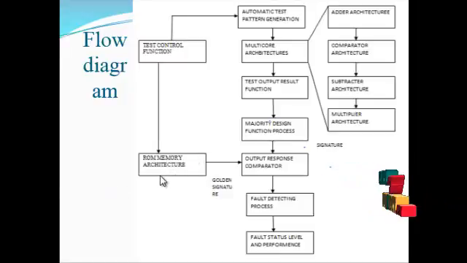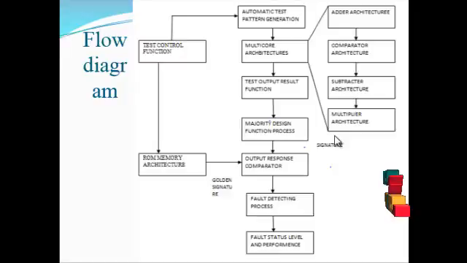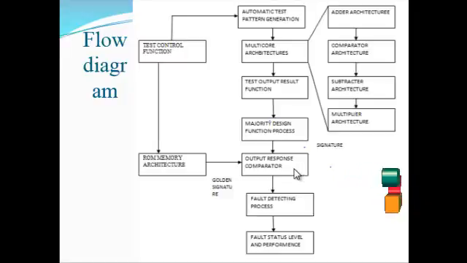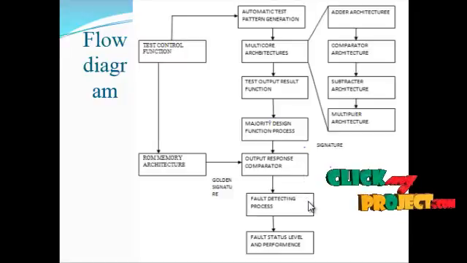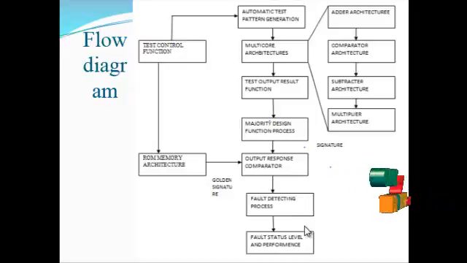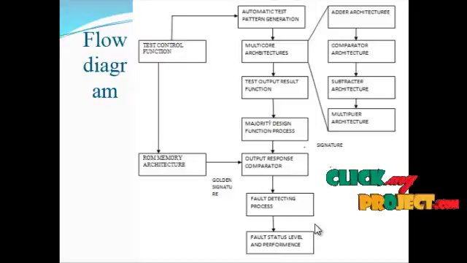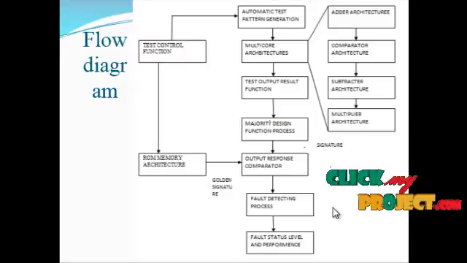So in that ROM memory it produces the golden signature, and in our architecture, that is, adder, comparator, subtractor and multiplier, results are stored in a signature. So we have to compare it using the output response comparator, and we have to identify the fault detecting process and fault status level, and the performance evaluation is done. In performance evaluation we have to calculate the power, area and the time of the designing process.